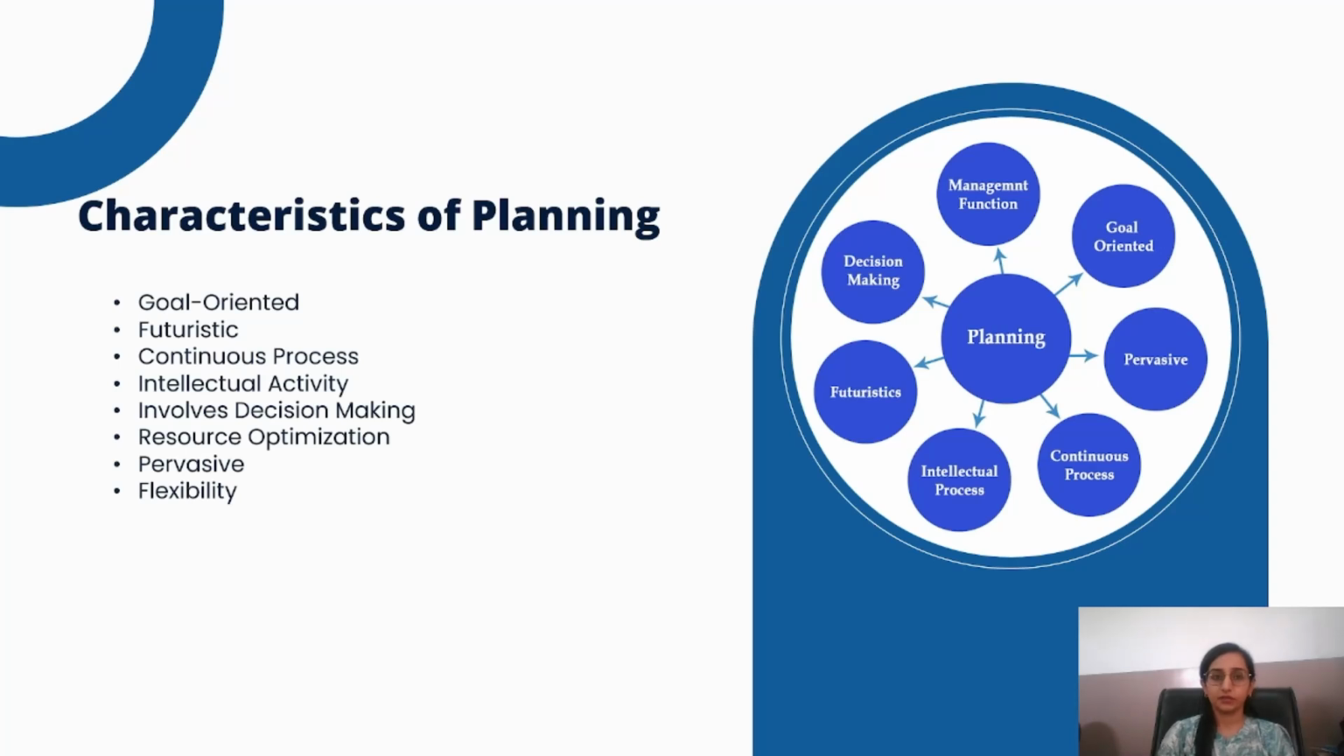Third point is resource allocation. So, planning involves decisions regarding the allocation of resources. This includes determining how to best utilize time, money, personnel, and other resources to achieve the most effective outcome. Effective resource allocation requires careful consideration to balance various factors and optimize performance while minimizing waste and inefficiencies.